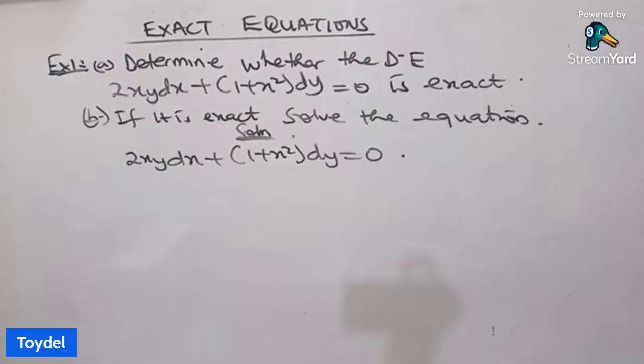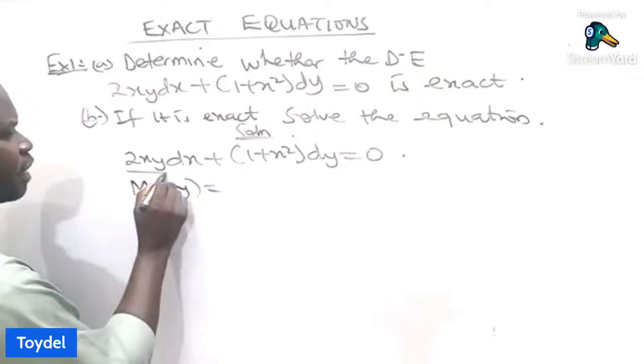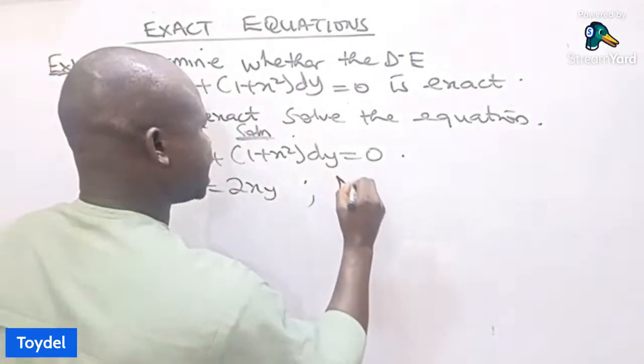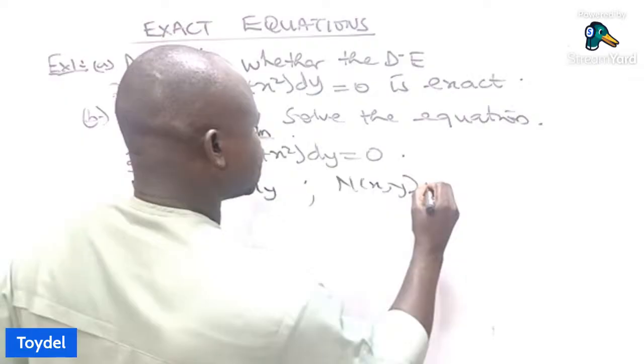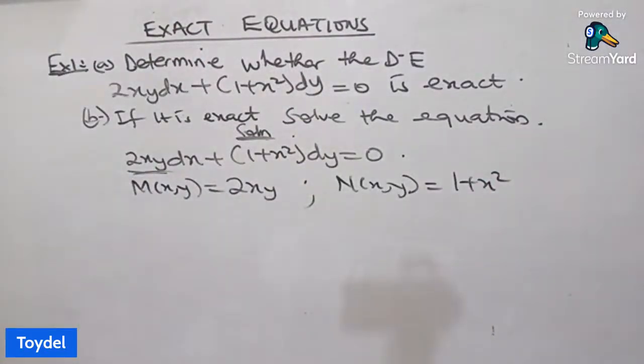Then how do we test for exactness? What we have beside the x, we call it M of x comma y, and what we have here is 2xy. Then what we have beside the y, we call it N of x comma y, and that is 1 plus x squared. So what do we now do here?